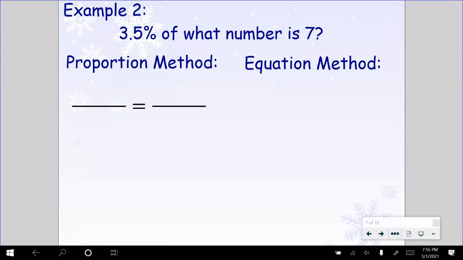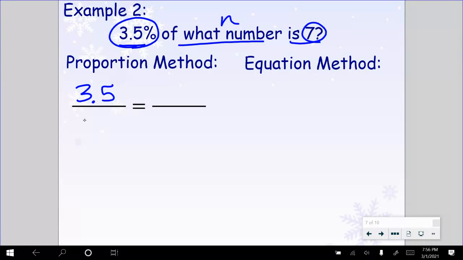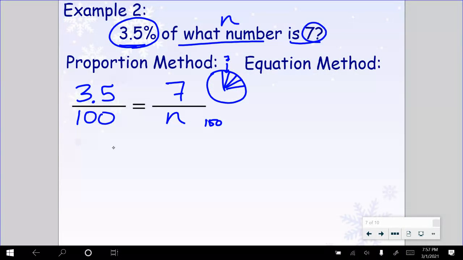In this case, 3.5% of what number is 7? So I'll go ahead and write 3.5% as 3.5 per 100. Of something, we don't know what that something is, 7. Now imagine that picture, ladies and gents. 3.5% is a very small amount. So imagine another 7 here, another 7 here, another 7 here. It's going to be, wait a second, I don't know, 150? Bigger than that? But check this out, guys.